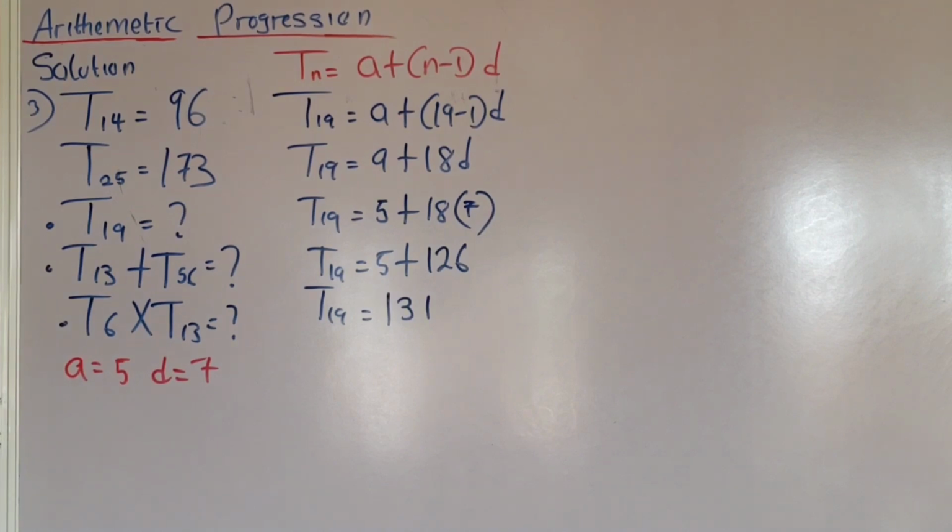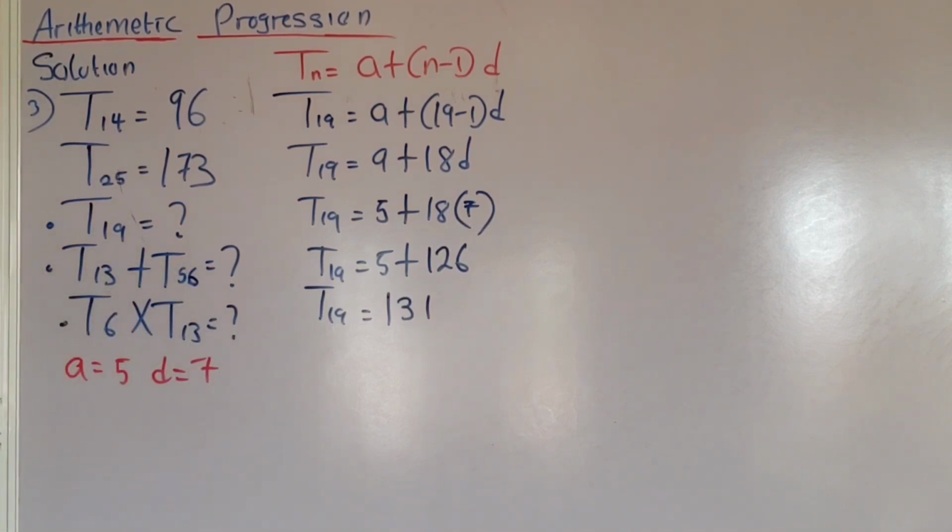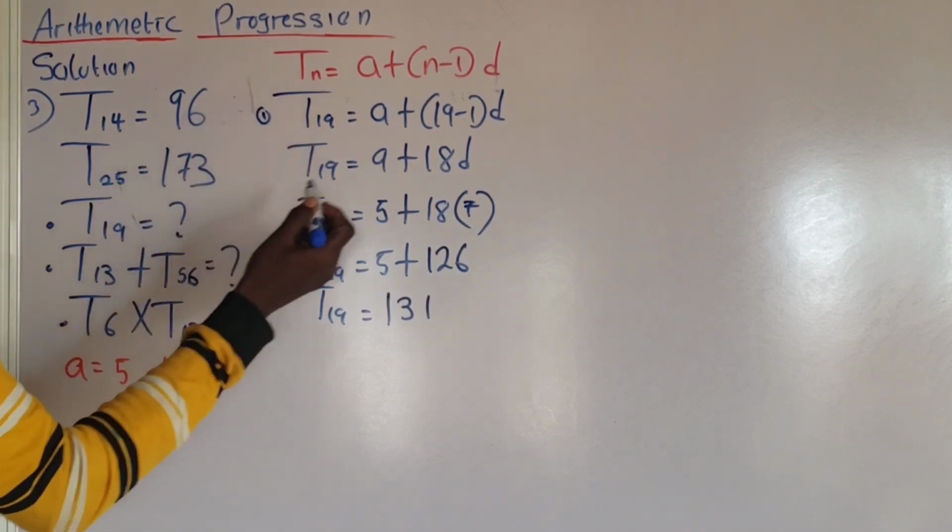Now, having gotten the 19th term, we can easily determine the value of the 13th term and the 56th term. You understand? We are asked to find the sum of the 13th and the 56th term, so we need to calculate them separately, then we sum them together. We first need to determine the 13th term, then the 56th term, then we are going to sum these terms together. You understand? Okay, so this one will be 1.